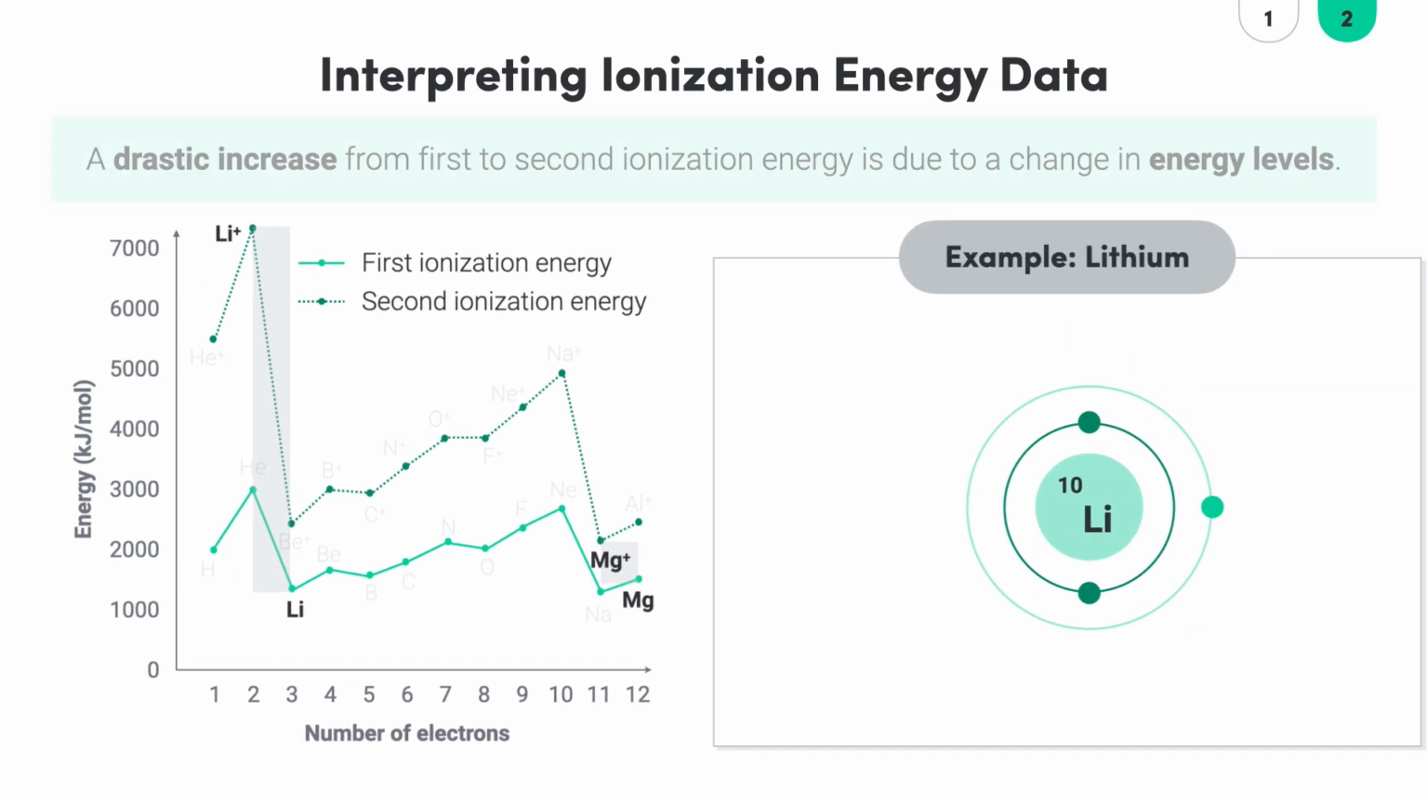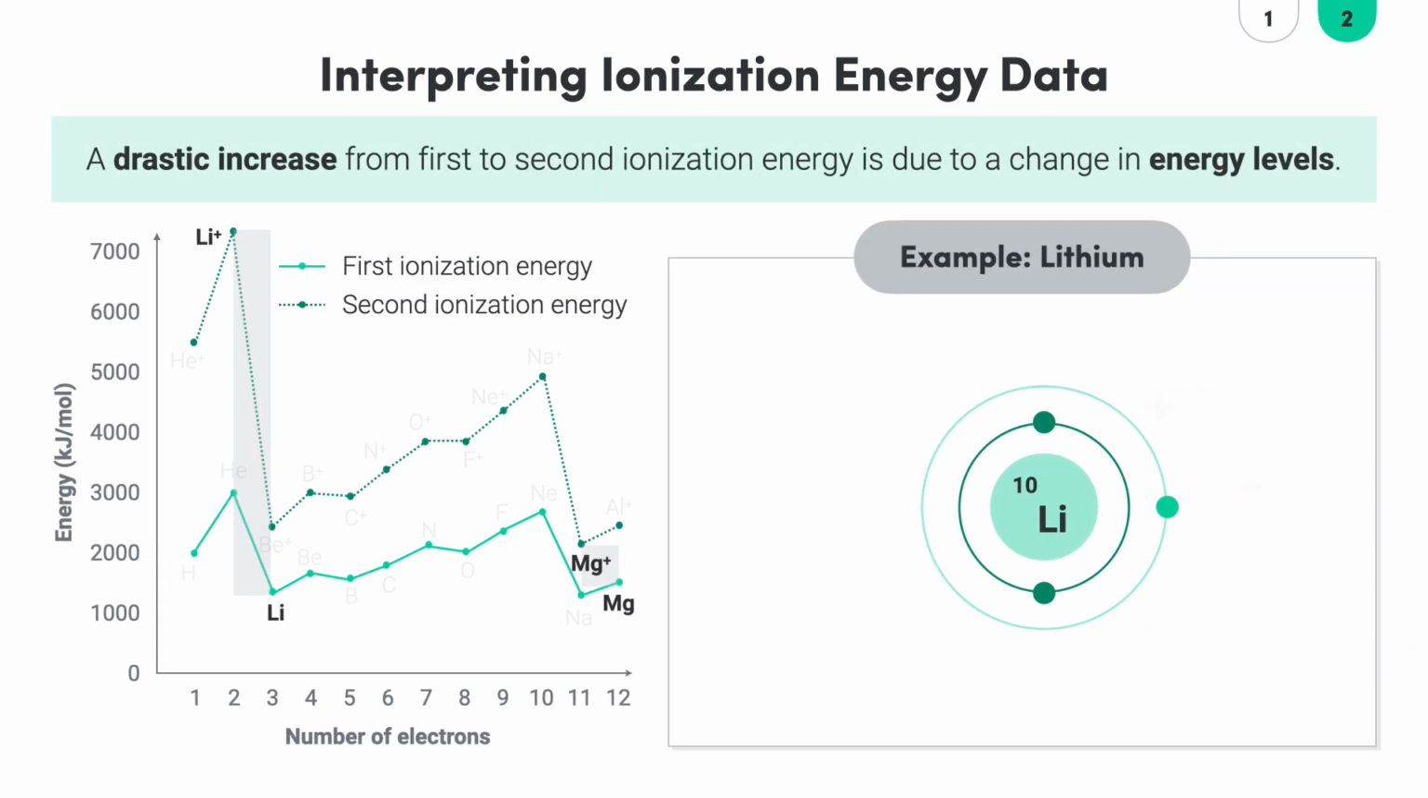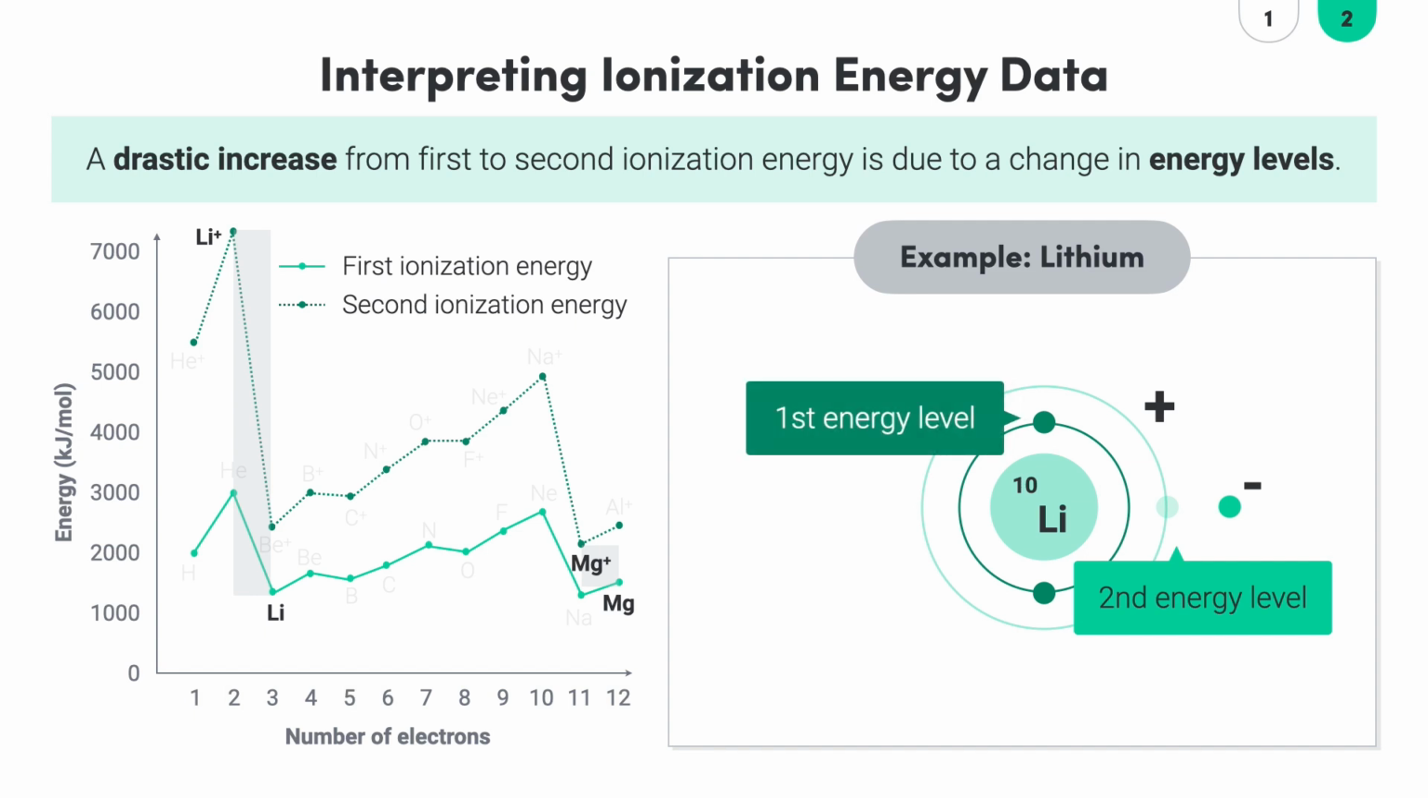The drastic increase in ionization energy from the first to second electron in lithium is due to the change in energy levels. The first electron being removed is in the second energy level, while the second electron is in the first energy level. The first electron is relatively easy to remove because it's in a higher energy level and further from the nucleus, so it's less strongly attracted to the positive charge of the nucleus.